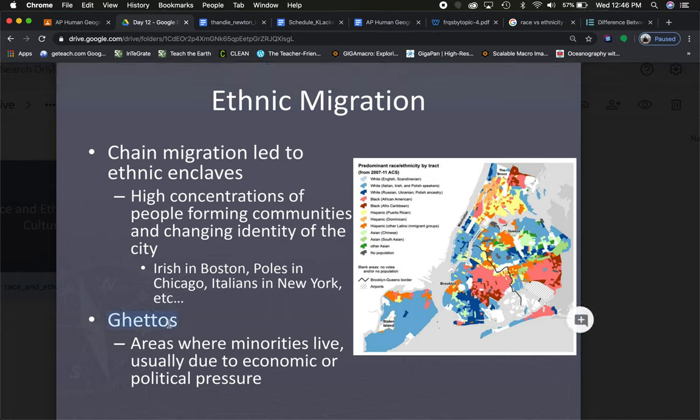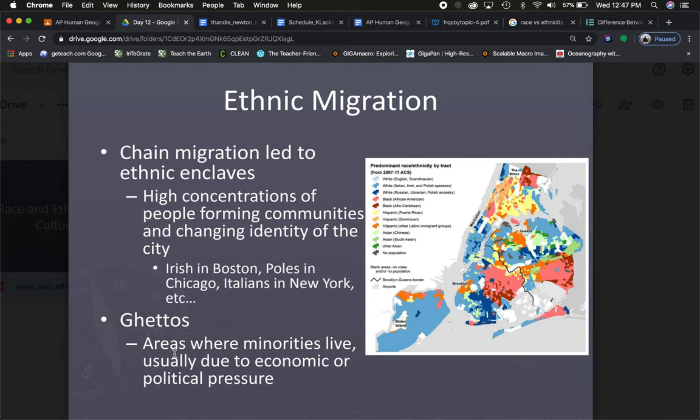or if you want to refer to them as ghettos, right, areas where minorities live. And a lot of the time, these ethnicities or these races, they have some sort of economic or political pressure because they're not created as equal, which is very unfortunate.